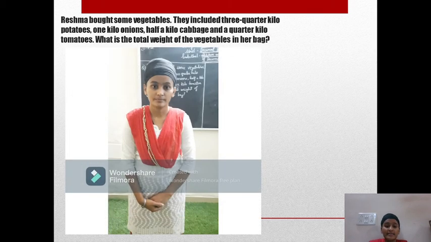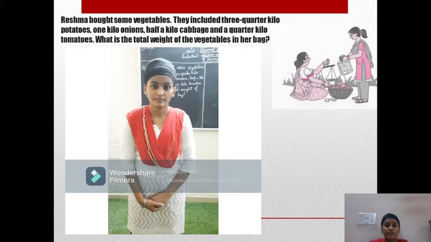Now let us see this question. Reshma bought some vegetables. You can see in the picture she is buying some vegetables. They included 3/4 kilo potatoes, 1 kilo onions, half a kilo cabbage, and a 1/4 kilo tomatoes. What is the total weight of the vegetables in her bag? Now we have to find the total weight of vegetables in her bag. Let us watch this video and understand the sum.